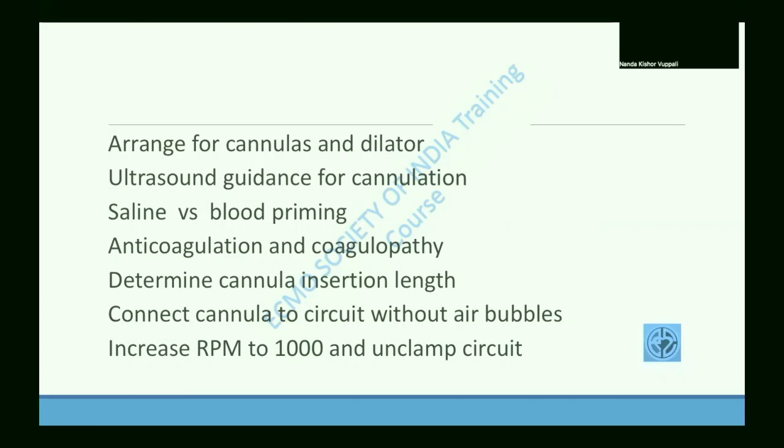And then determine the cannula insertion length, how far you are going to insert the cannula. Generally, I tend to measure from the xiphisternum to the inguinal ligament for venous mode ECMO, where you're going to use the femoral vessel and jugular vein. For the jugular vein, I usually measure from the sternal angle to the middle of the neck.